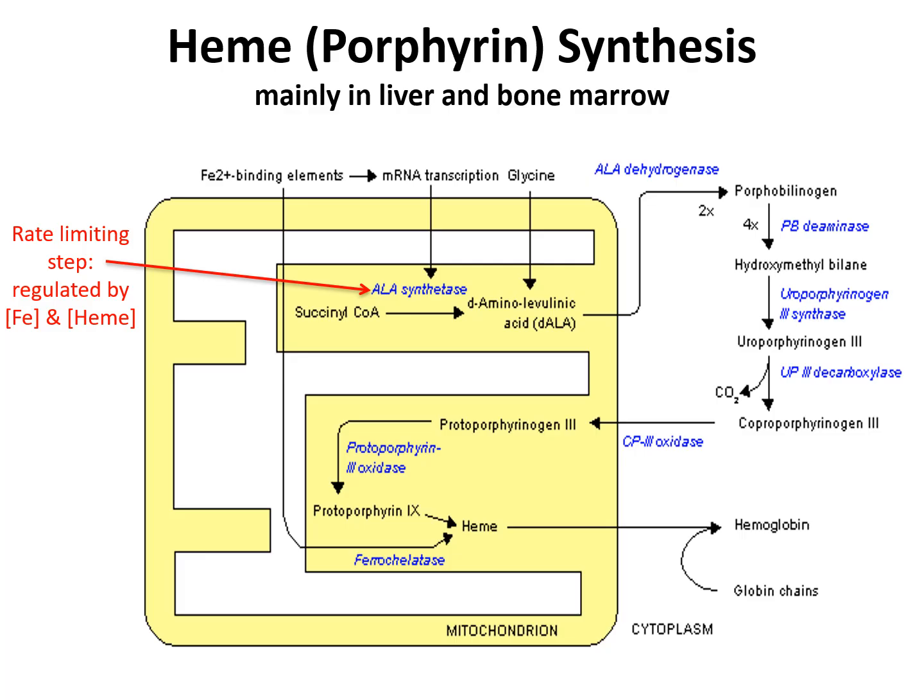We're not going to go into detail about the enzymes and the intermediates until you reach coproporphyrinogen 3, which then goes back into the mitochondria to form protoporphyrinogen and finally protoporphyrin 9, which is the compound that chelates iron through the enzyme ferrochelatase to form heme.